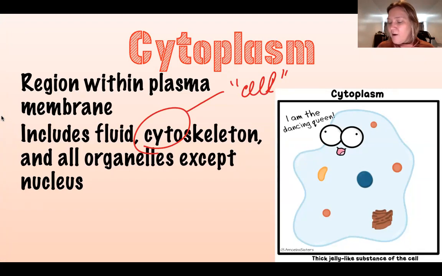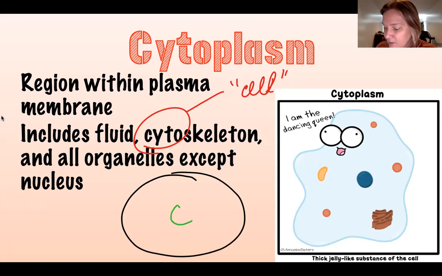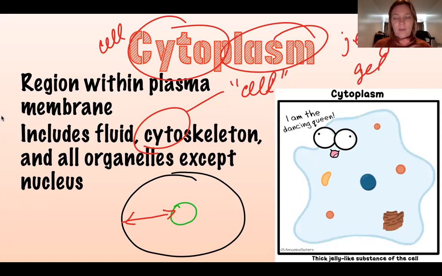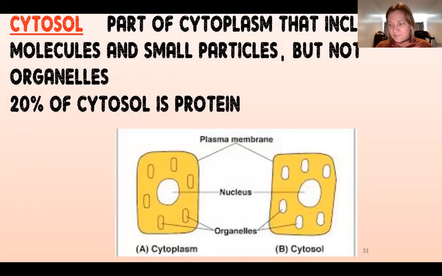So everything from, if we have, here is our cell, here is our nucleus, everything from here to here is cytoplasm. Again, cyto means cell, plasm, jelly or gel, either one. So it's like the cell jelly. Okay. Now, I did mention that cytoplasm includes a liquid part and all of the organelles and the cytoskeleton.